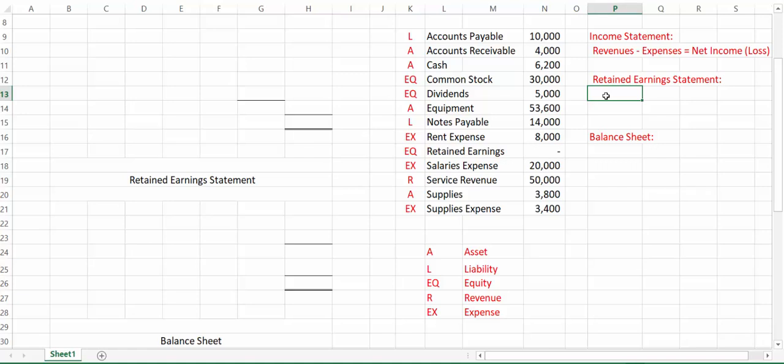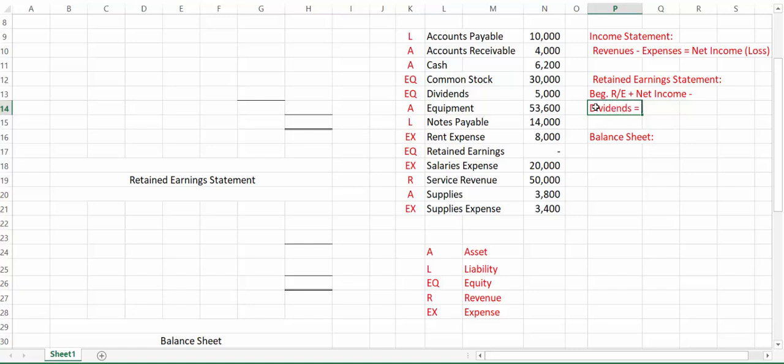Okay, so our retained earnings statement shows our beginning retained earnings, right, plus our net income. Remember that you have to do the income statement first because you need the net income from the income statement in order to do the retained earnings statement. And all three of these statements are related. The net income from the income statement is going to go on to our retained earnings statement. And then the ending retained earnings is going to go into the balance sheet. And we'll see that as we go along. So our retained earnings is beginning retained earnings plus net income minus dividends.